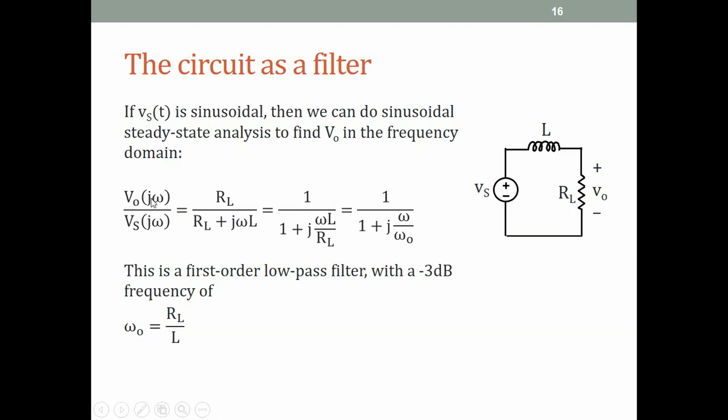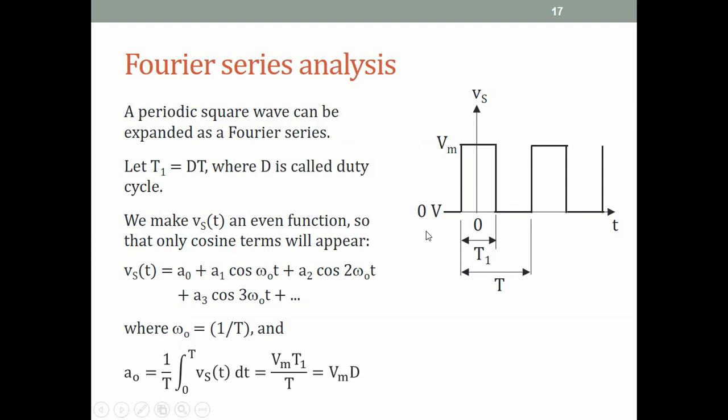And if we derive the transfer function Vo(j omega) by Vs(j omega) in sinusoidal steady state, we write RL divided by RL plus j omega L, and we take RL down, so we get 1 plus j omega L by RL. If we define omega naught as R by L, then we can write this as 1 over 1 plus j omega by omega naught. So this is a first order low pass filter with a minus 3 dB frequency of omega naught. We've seen this and done this analysis last semester.